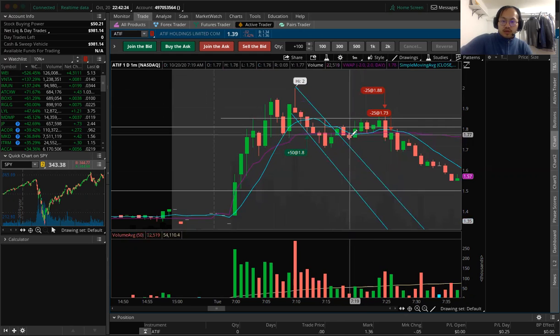A better entry would be here, right here. This is like an ABCD setup: A, B, and then C, and then D, right here. A better entry would be this pullback. Even though it's a small gain, it's still better. It's a 2 to 1 ratio, or 1 to 2 risk-reward, which is okay. A better entry would be here.